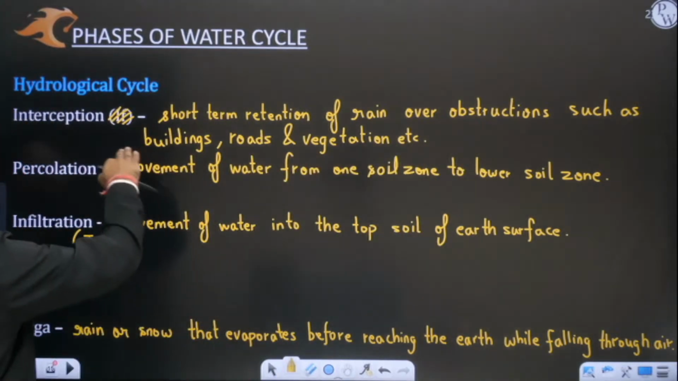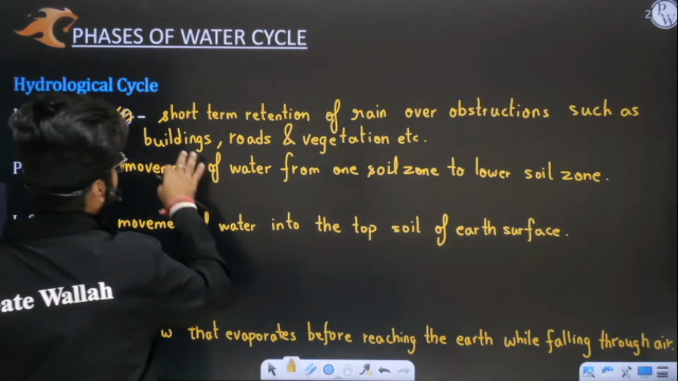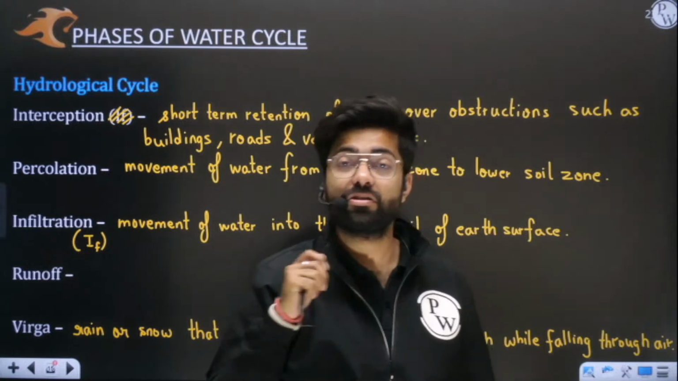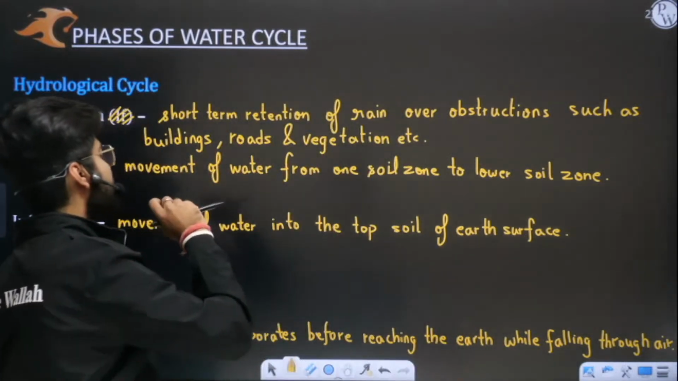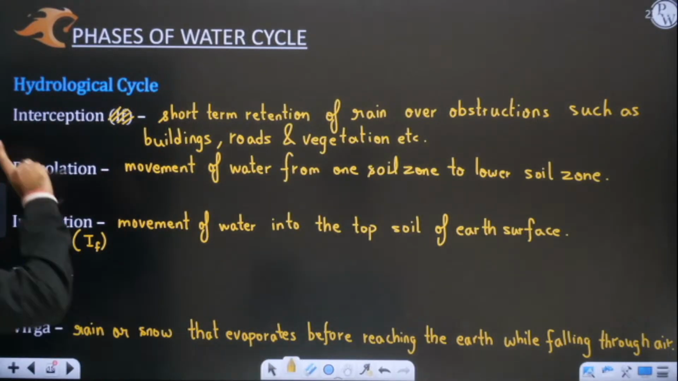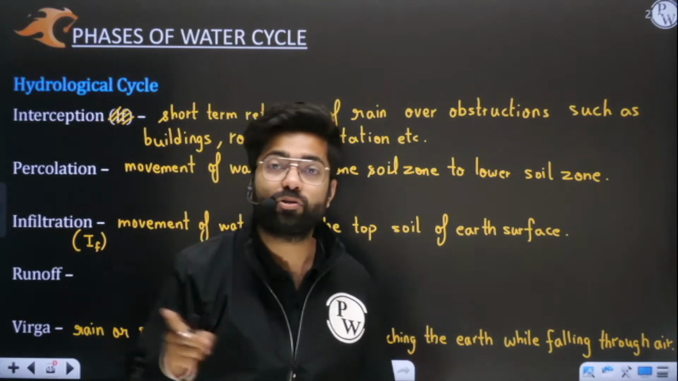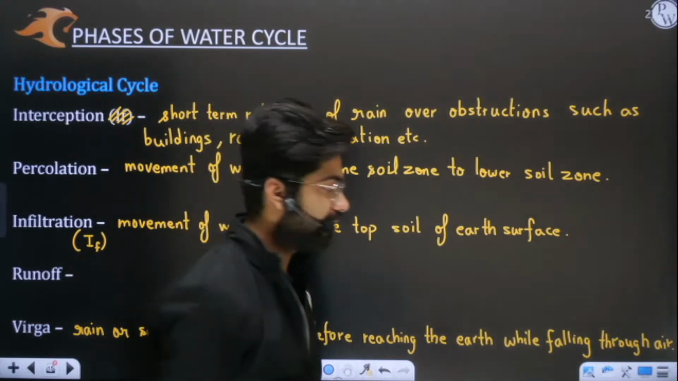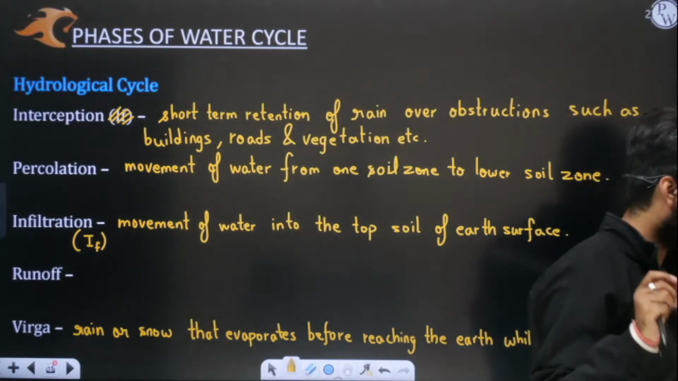You will see that after rainfall some water will be collected on the top of the building, some water will be deposited on the roads, some water you will see on the vegetation itself, on trees. That is interception. But you need to understand that this portion of water will not reach the earth's surface. Yes or no?